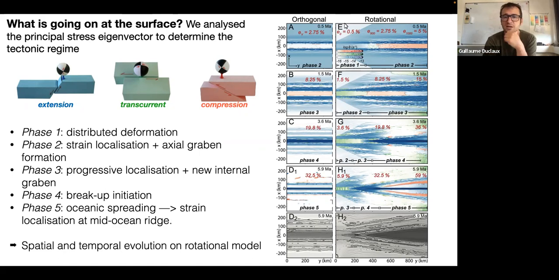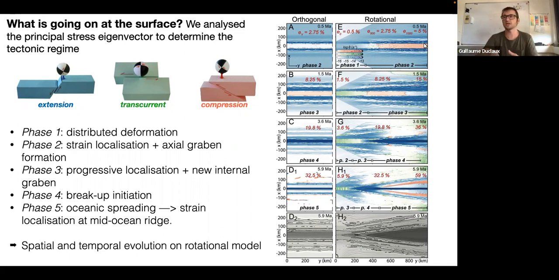So what we see is we identify different phases of deformation in our model. And the first phase of deformation is a distributed deformation. It happens before 0.5 million years in the orthogonal model, so we don't see it. But along the rotational model, we've got this domain here with very limited strain localization. We've got quite distributed deformation all across the model. And then after, you've got a phase of strain localization with an axial graben that forms.